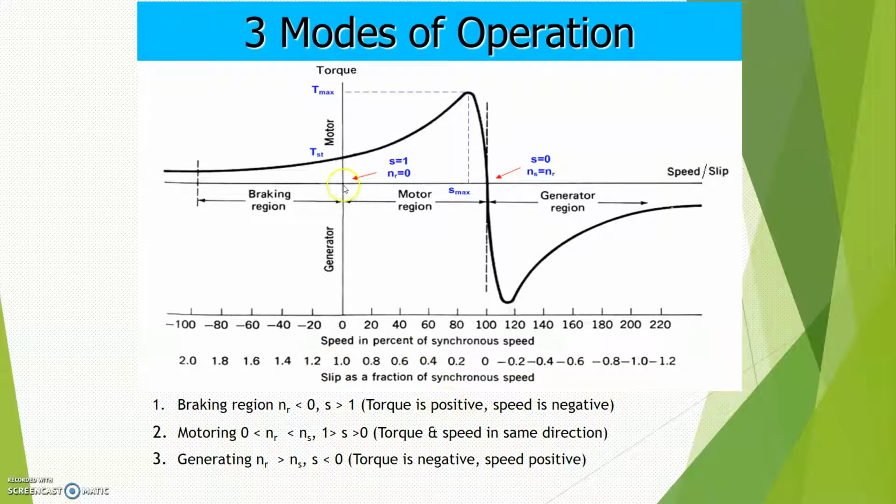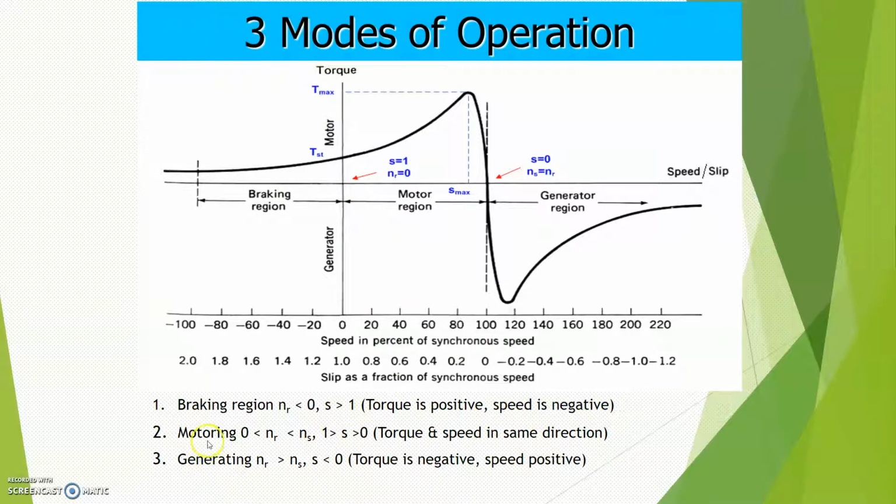The y-axis represents the torque value. From this point to this point represents the positive torque, and from here to here represents the negative torque. In the braking region, the speed of the rotor, Nr, is less than 0, meaning less than 0% of Ns, and the torque is a positive value. In this region, the speed is also negative.